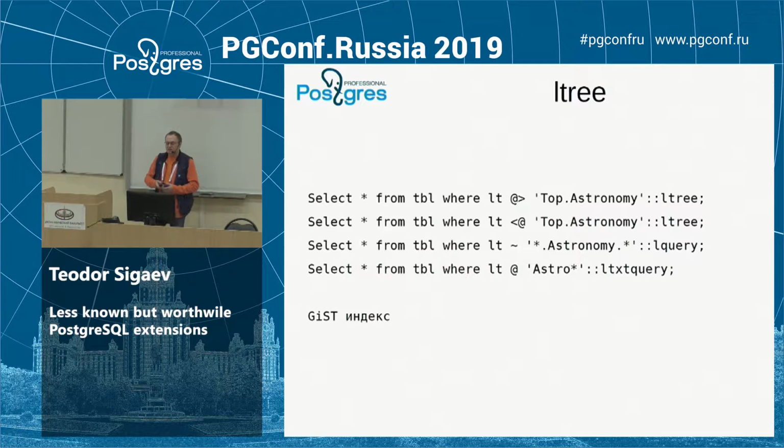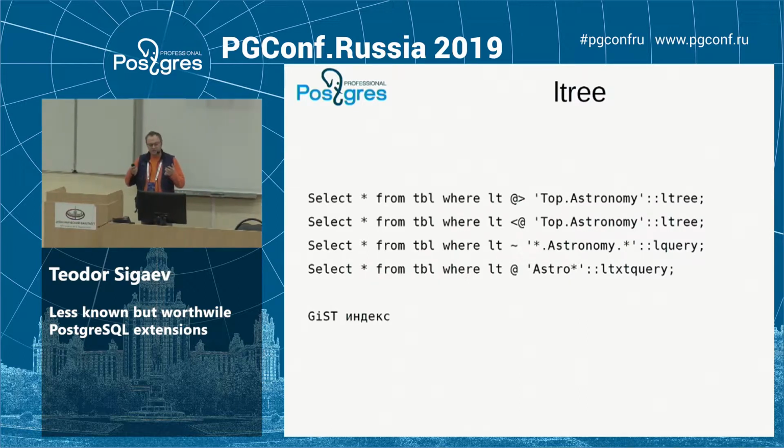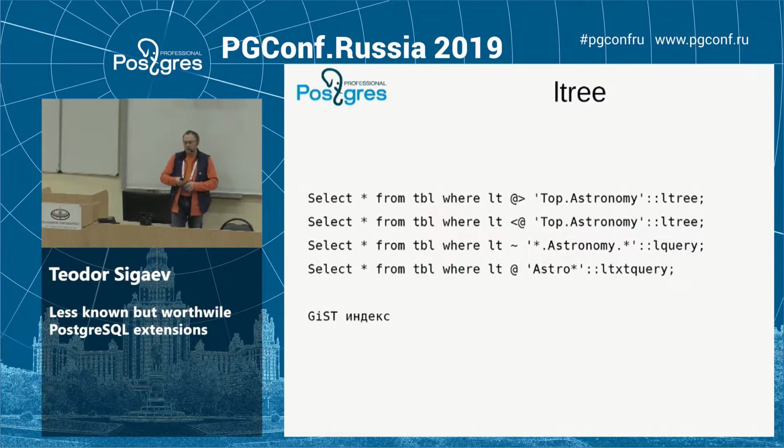Simple queries, for instance, to find all parents, all the followers. Okay, these are parents. This one shows the wider agglomerate, all children. The third query finds all the paths with the word astronomy, and the fourth query finds all L-trees that start with the word astro.